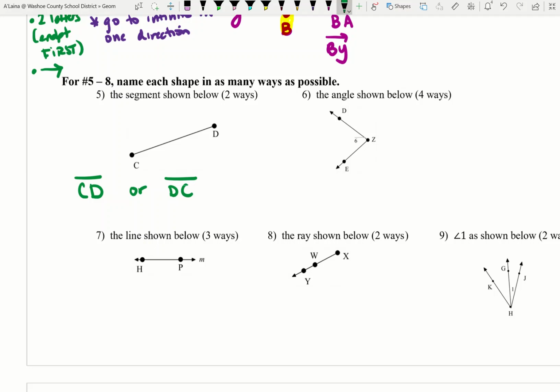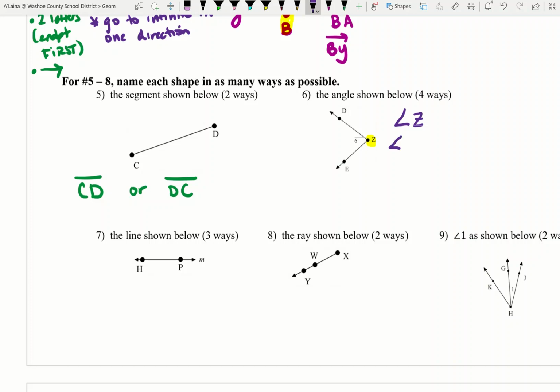For 6, we're going to name this angle shown below. Since the vertex is Z, and only one angle is using the vertex, the simplest way to name this angle is to use the angle symbol and call it angle Z. By the way, I draw a little line through my Z. It's the European way. It's just because my Z's look like 2's otherwise.